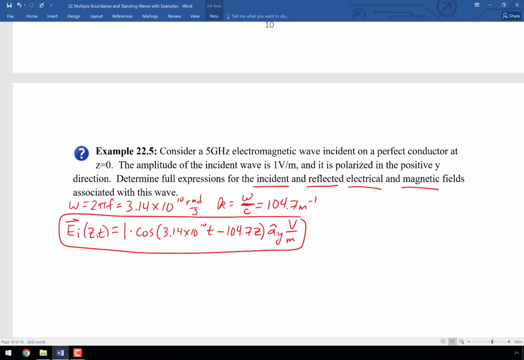Now, we know that a sub k, let me make a note up here, a sub k, we know that the direction of motion is in the positive z direction. Because we know that it's incident on a perfect conductor at z equals 0, so it must be approaching it from the left if it's at z equals 0.